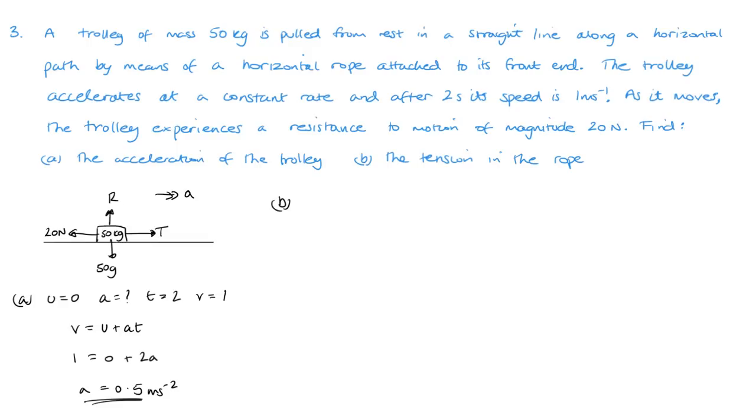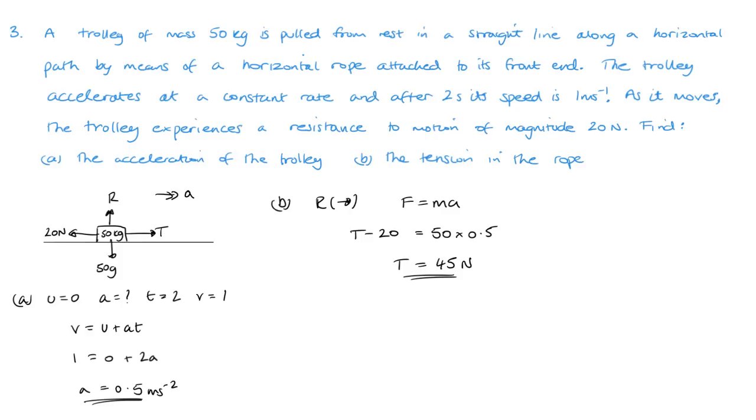Now we need to find the tension in the ropes, so we want to resolve horizontally, and that is F equals MA. F is T minus 20 equals 50 times 0.5. So T equals, so 50 times a half is 25, plus the 20 is 45 newtons. So nice, easy part B.